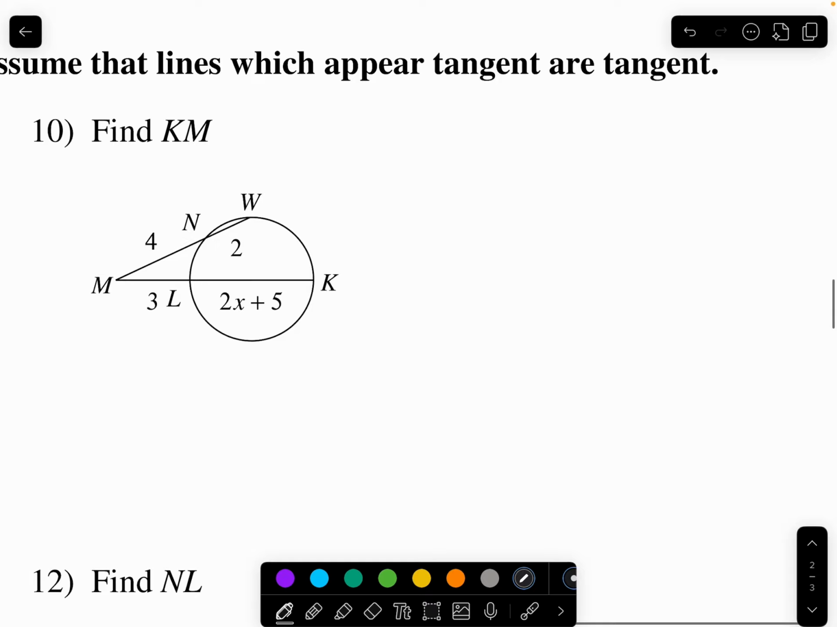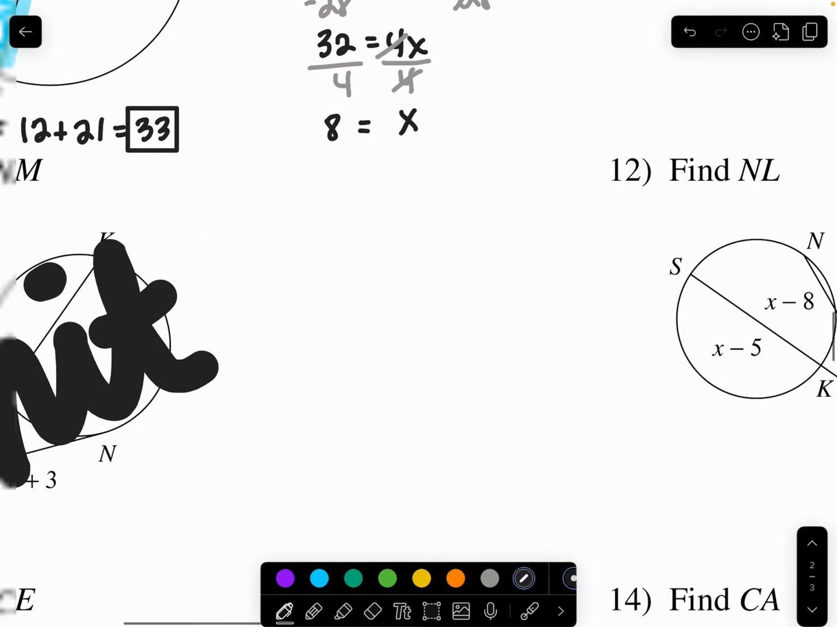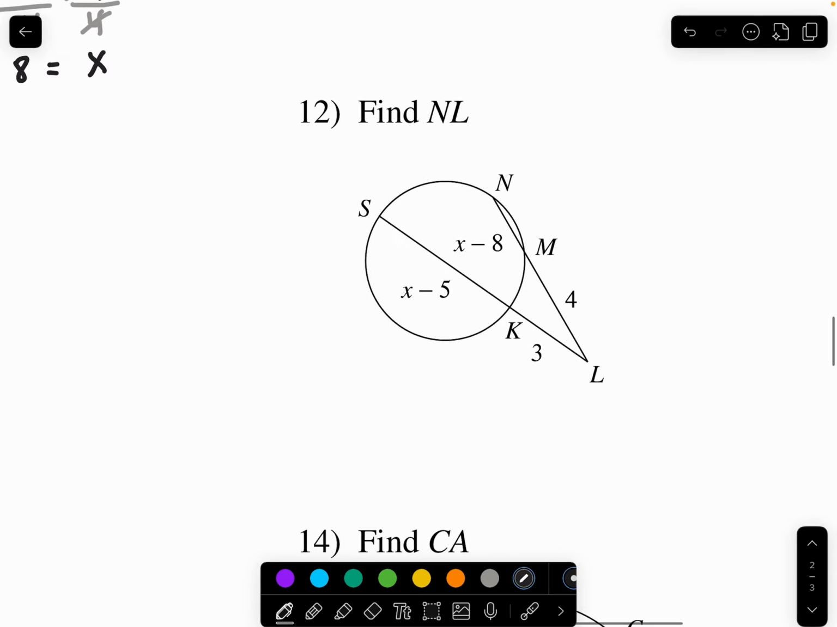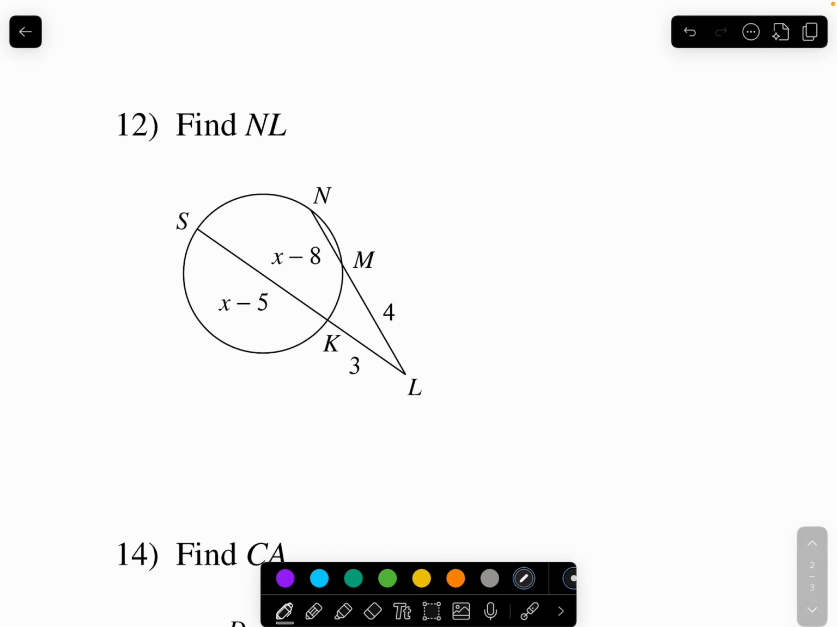Go ahead and try number 10. We're going to omit number 11. Go ahead and try number 12.